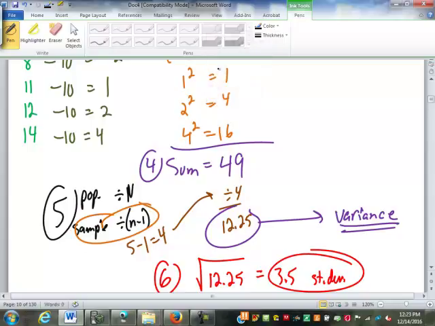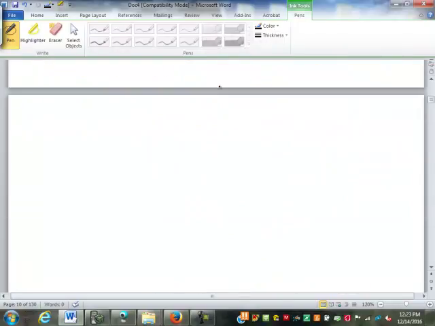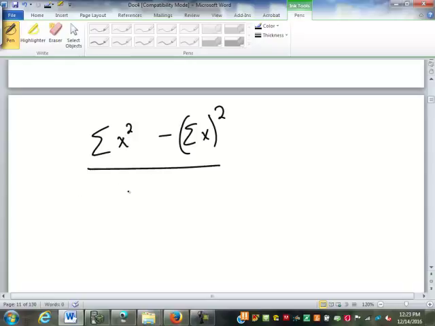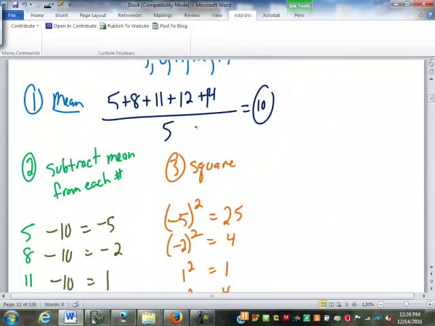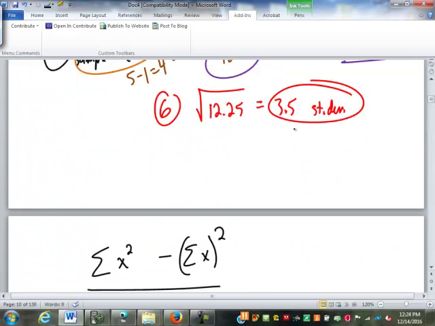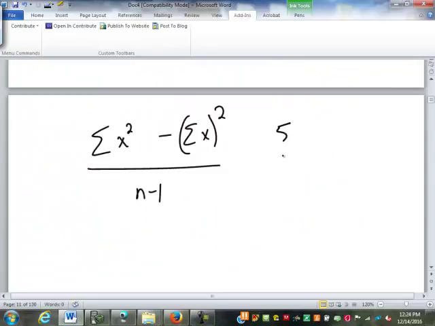Now, there is a shortcut formula for this. And if you're using large data sets, it's an easier way to do it. The standard deviation is the square root of the sum of the x squareds minus the sum of the x's squared, divided by n or n minus 1. I'm going to put in n minus 1 because I'm assuming it's a sample here. So our values were 5, 8, 11, 12, and 14.